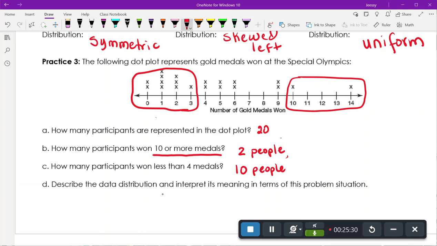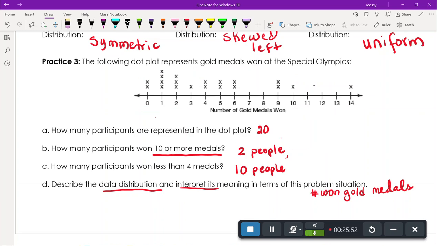Describe the data distribution and interpret the meaning with respect to this problem situation. And this situation is number of gold medals. Does the data make sense and why? First of all, what type of distribution do we have? It's not uniform. There's nothing in 7, 8, 11, 12, and 13.